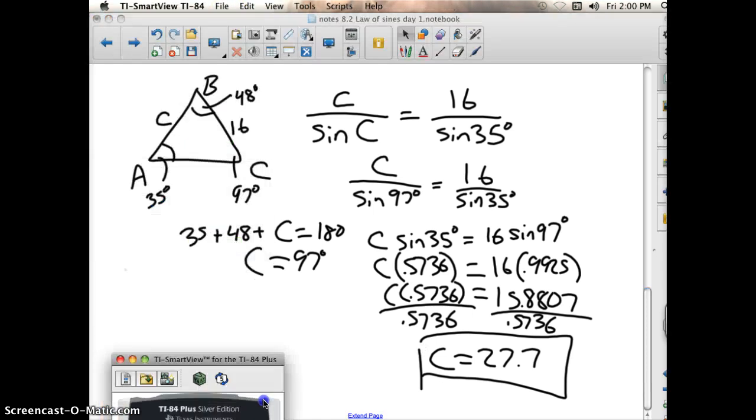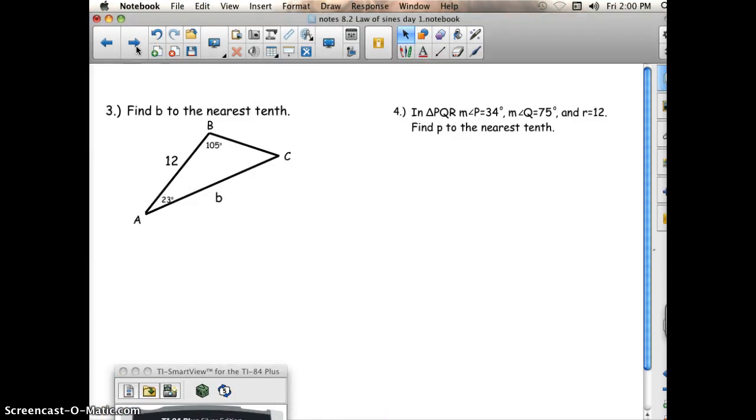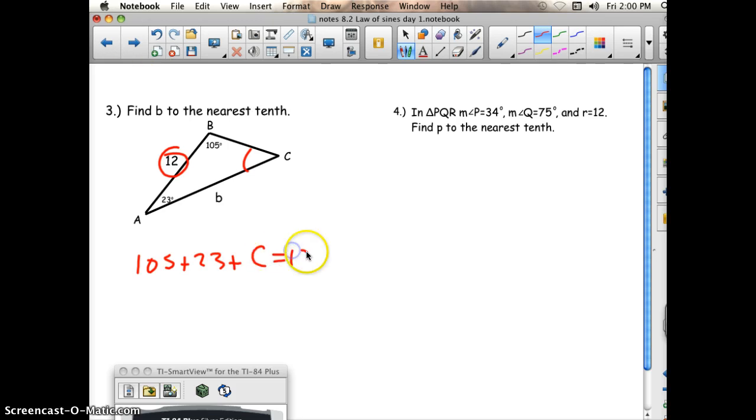Okay, next example. Find little b to the nearest tenth. Now I have 2 angles that I'm given, and I'm given another side. I'm given this side 12. If I want to use that in the law of sines, I'm going to have to know what the sine of C is. All right, well, 105 plus 23 plus C, it's going to be 180.